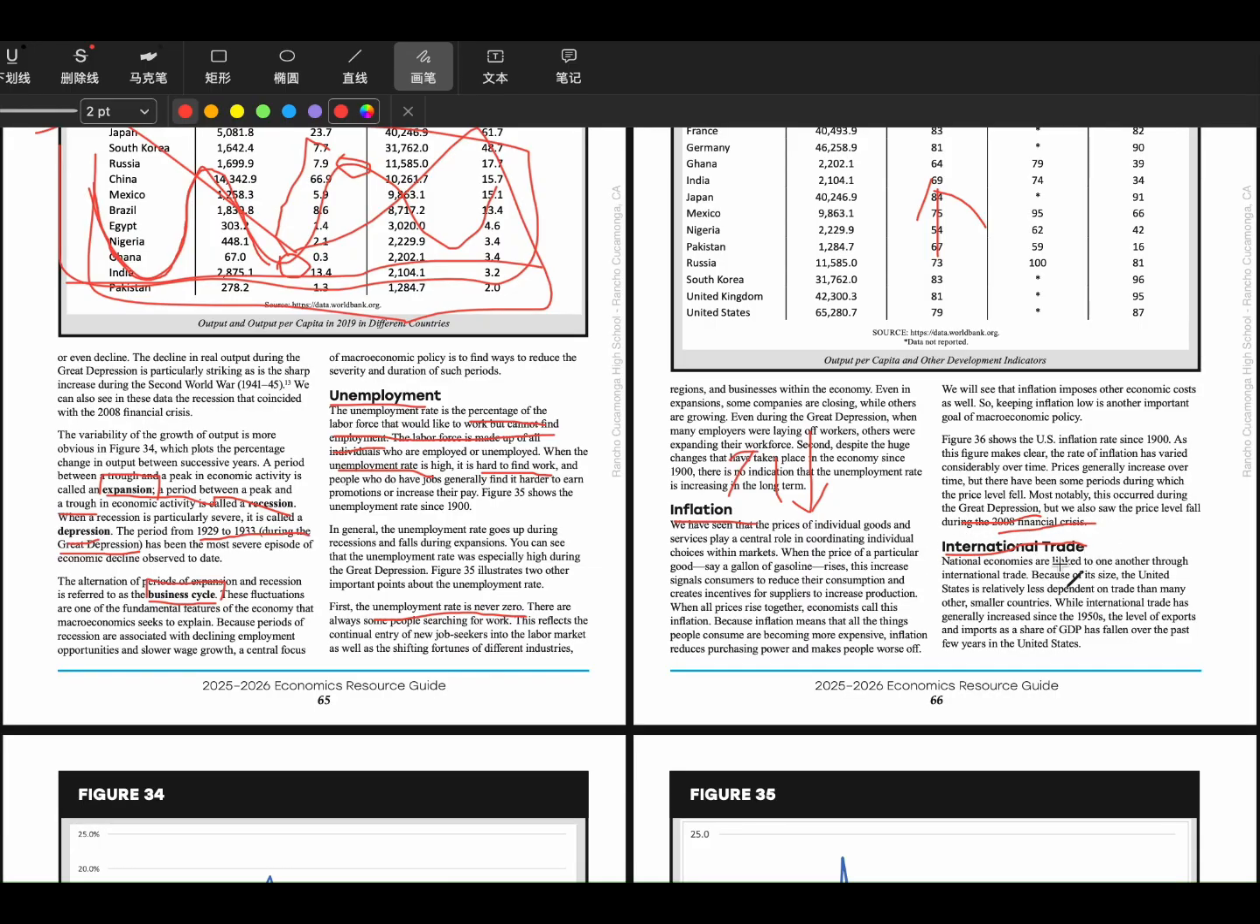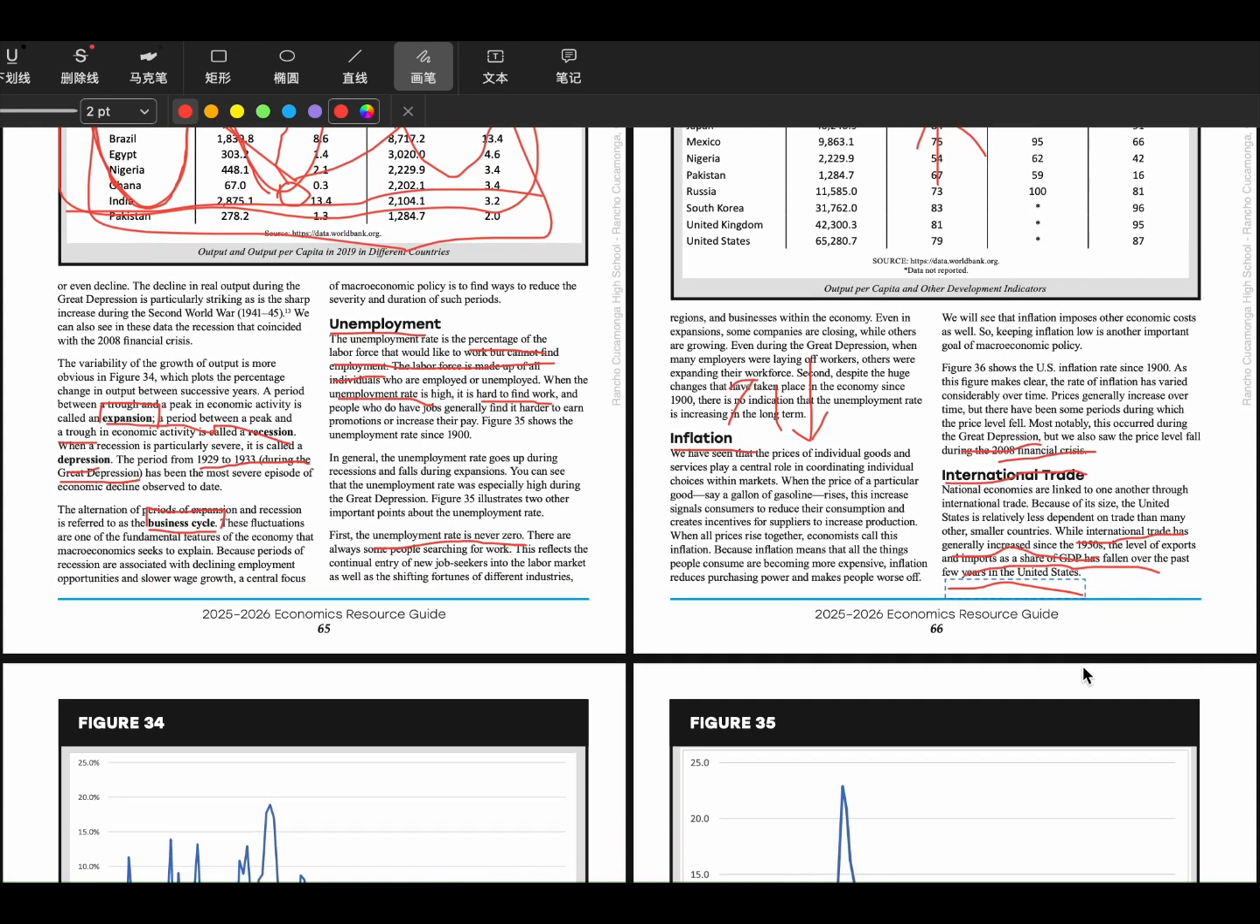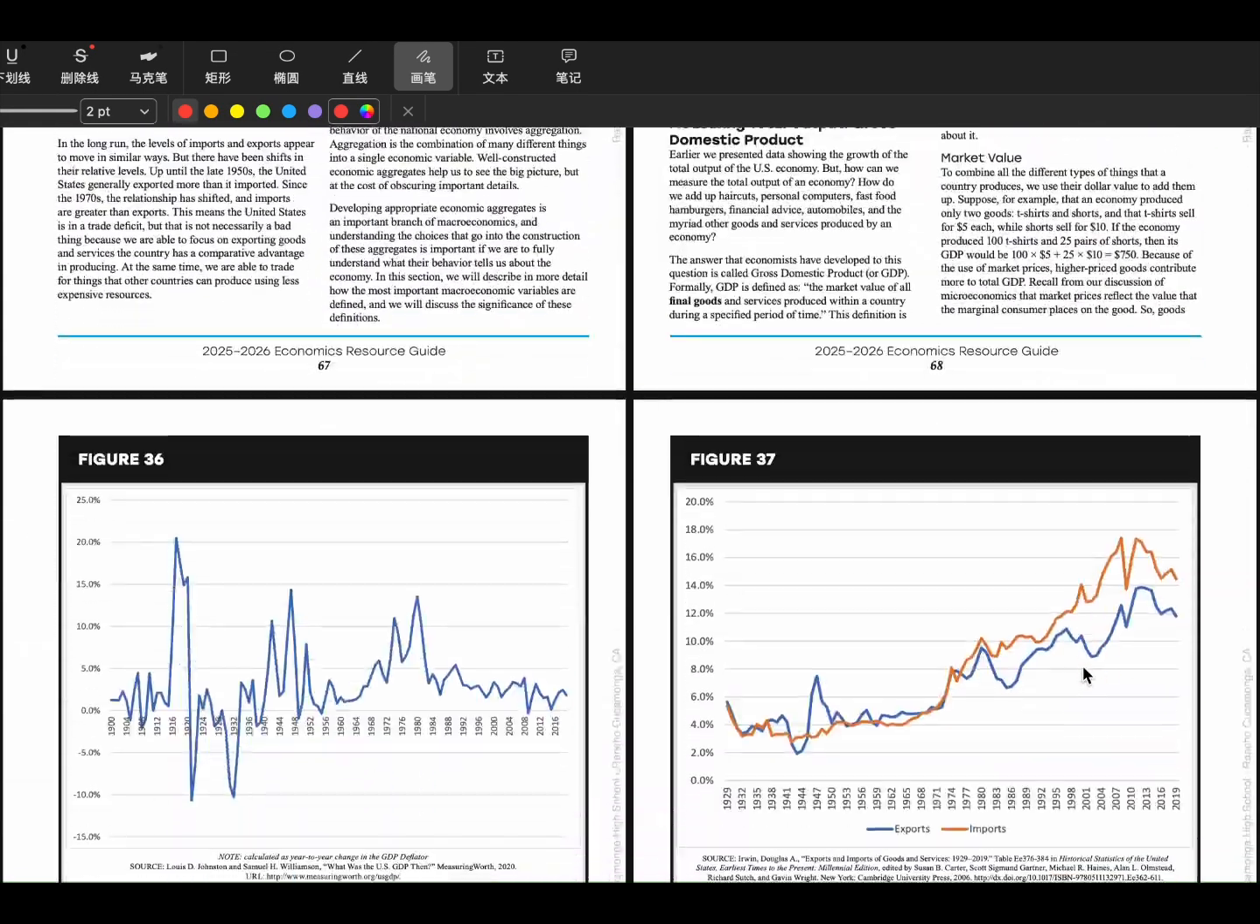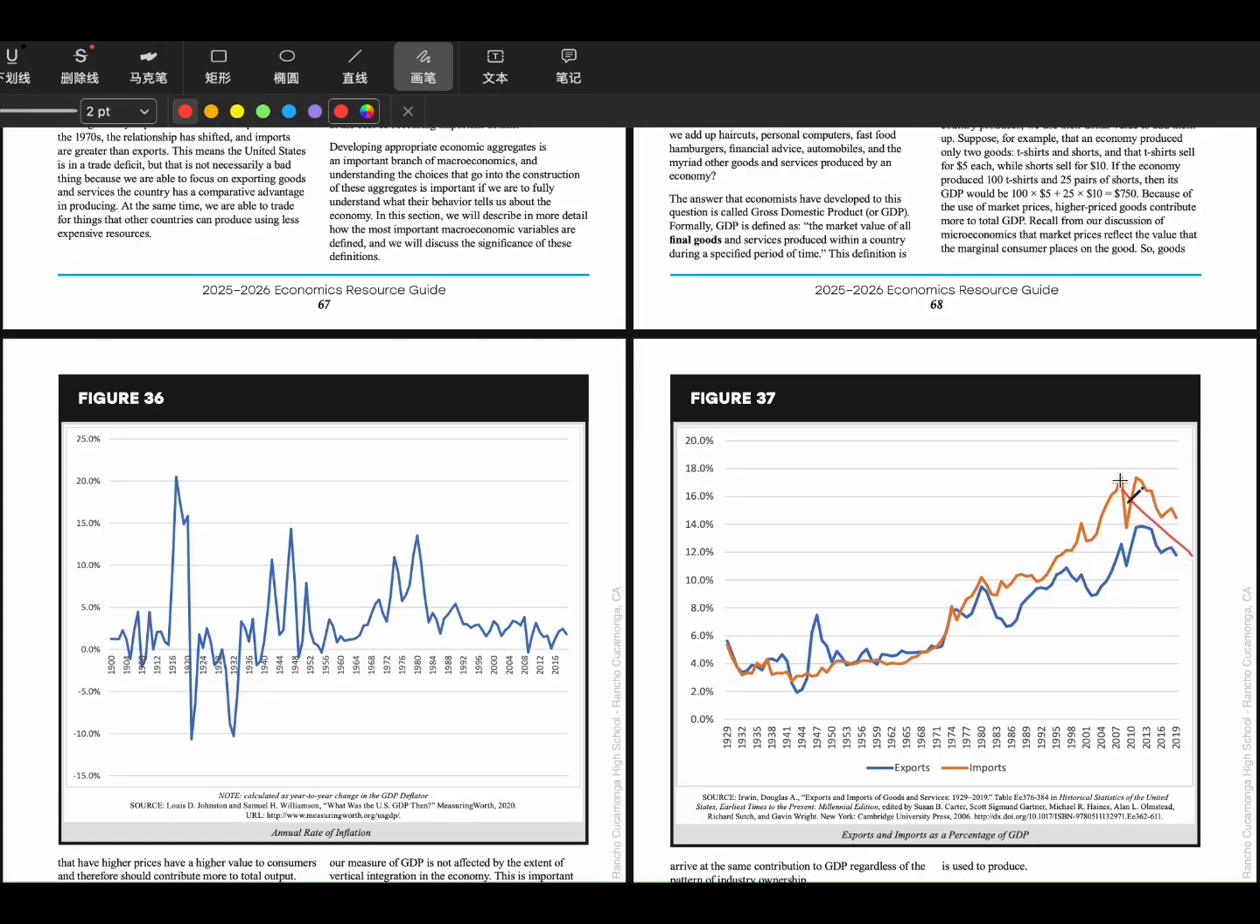International trade, which we have talked about before, is trying to make your consumption possibility above the production possibility frontier. What we have to know is that international trade has generally been increasing since 1950, but the level of exports and imports as a share of GDP has fallen over the past few years in the United States. So it's not fallen since 1950, it's fallen over the past few years. As we can see, there's a small decline since 2010.